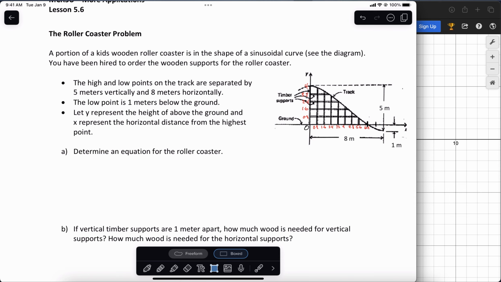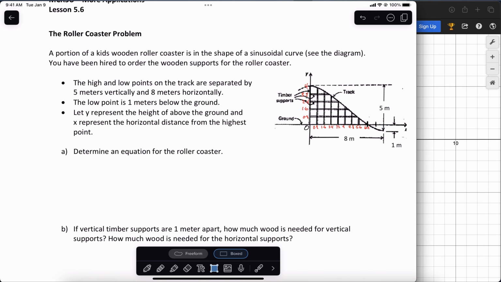So first things first, though, we need to be able to come up with a model that represents what I see in the diagram. Okay, and so what you're going to see is the high and low points on the track separated by 5 meters vertically and 8 meters horizontally. Okay, and then what you see in there is I went through and counted the number of boxes and just kind of gave you a rough estimate as to how far apart each post would be, or vertical support as well.